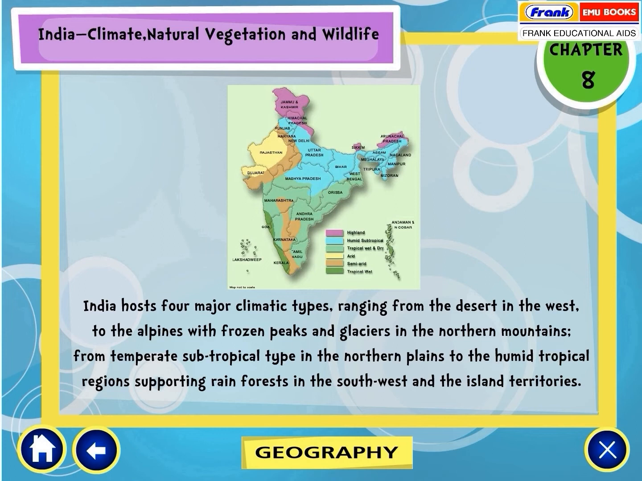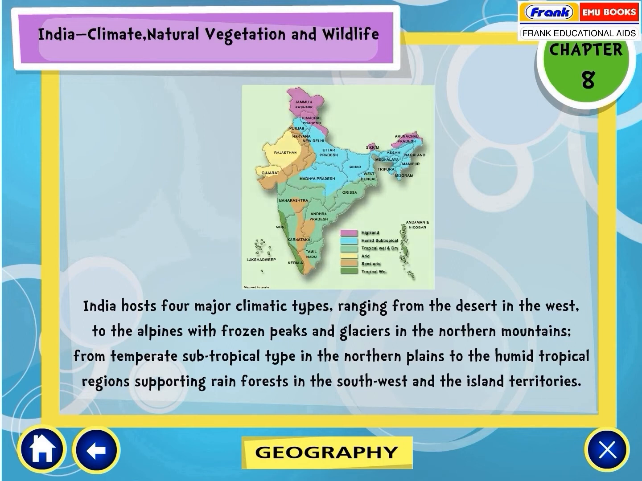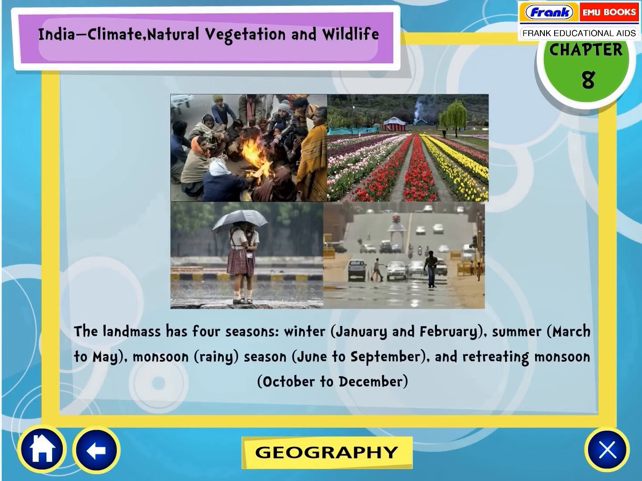From temperate subtropical type in the northern plains to the humid tropical regions supporting rainforests in the southwest and the island territories. The landmass has 4 seasons: winter, January and February; summer, March to May; monsoon, rainy season, June to September; and retreating monsoon, October to December.